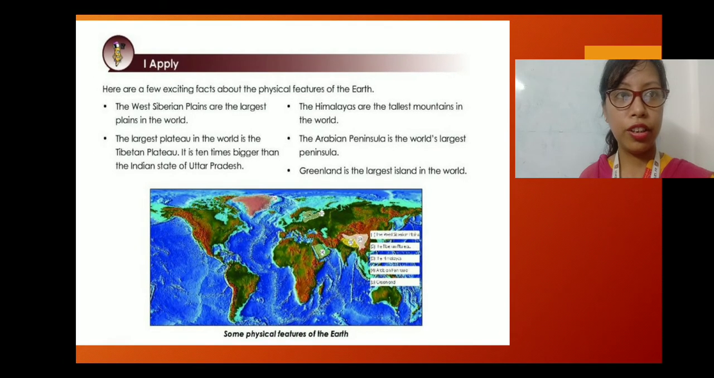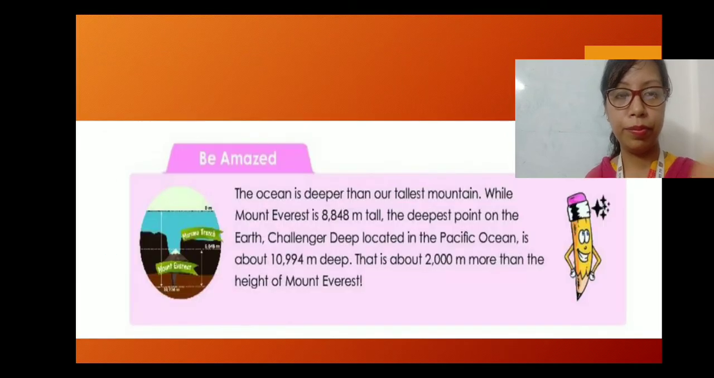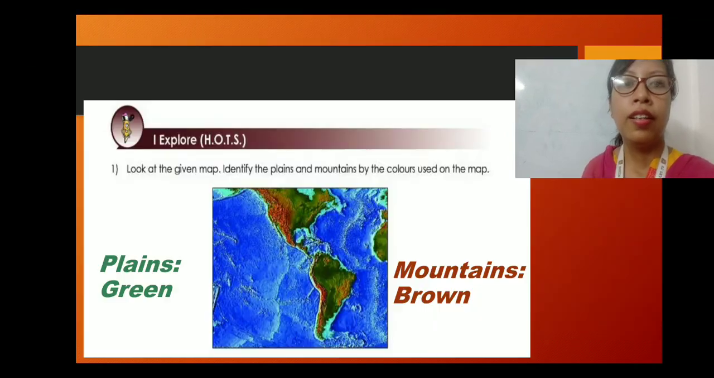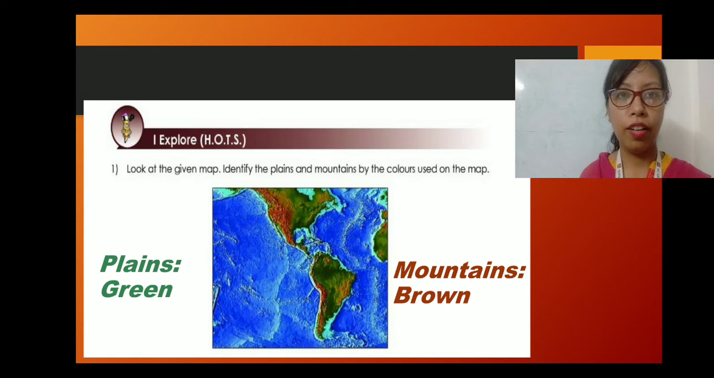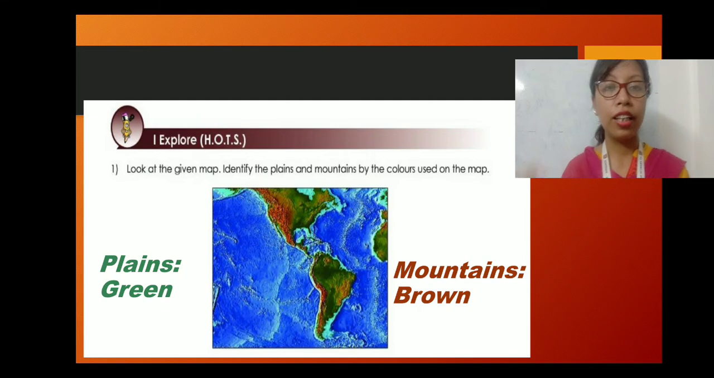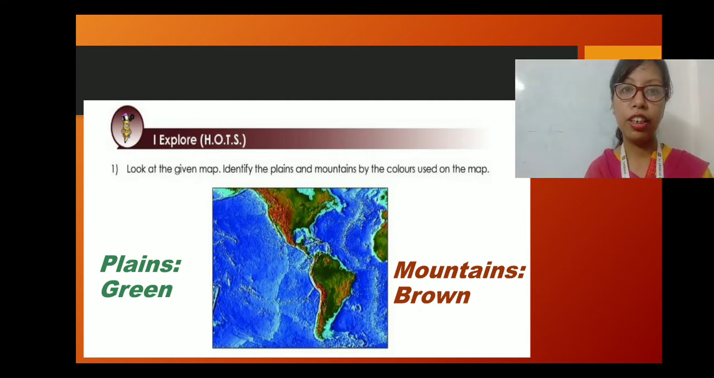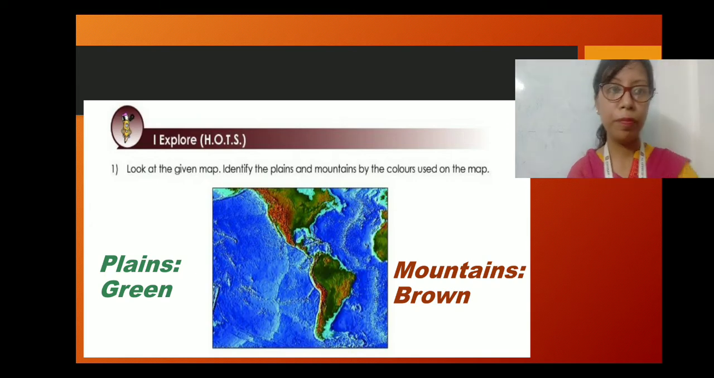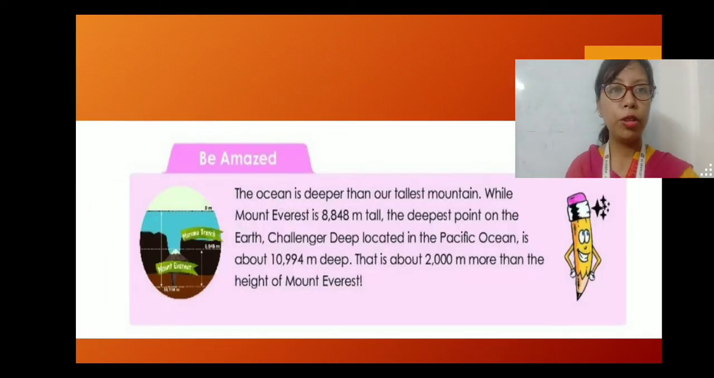Now let's move towards the next slide. So we are on the I explore. Look at the given map. Identify the plains and mountains by the colors used on the map. We already know that plains are green and mountains are brown. So you have to write that plains are green and mountains are brown. You can write it like this in your book itself. Clear?